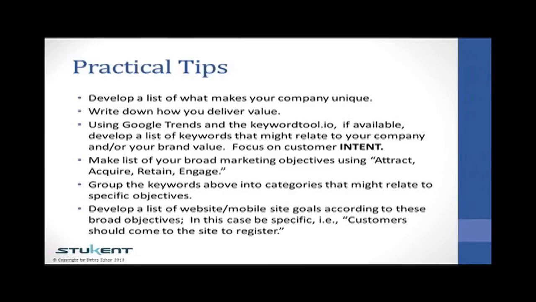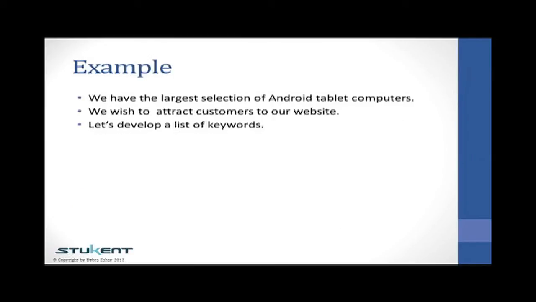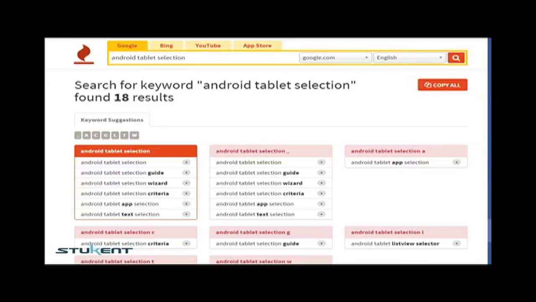So if you're trying to have a broad marketing objective of attract, then your goal might be to get people to come to the site to register, for example. So I wanted to look at an example and using this Keyword Tool IO to show how we can do this. And I'm going to use the example from the simulation. So we have the largest selection of Android tablet computers, might be something that we think is unique about our site. We want to attract customers to our website. So I'm going to go into Keyword Tool IO and see if I can develop a list of keywords.